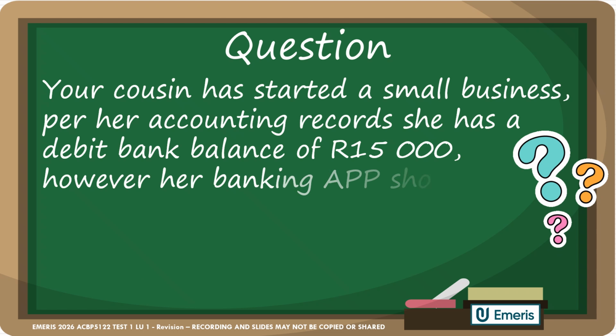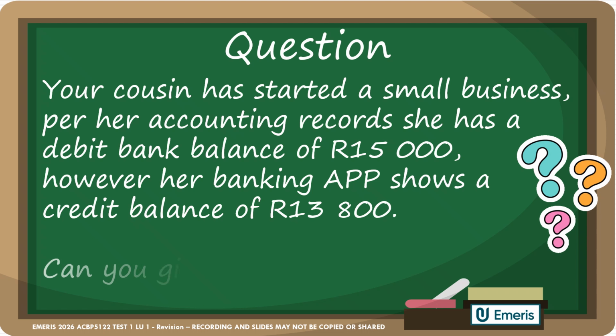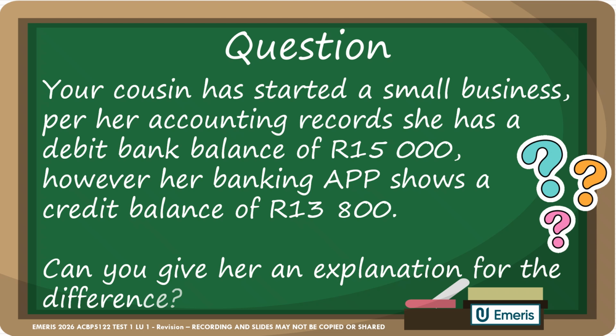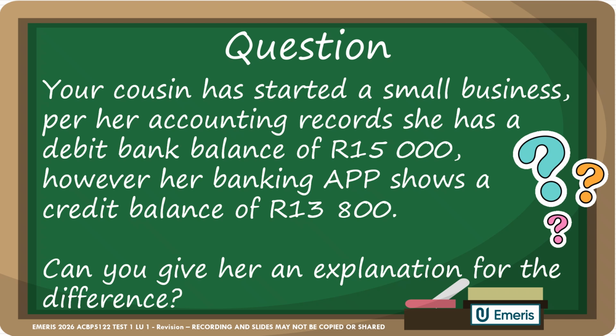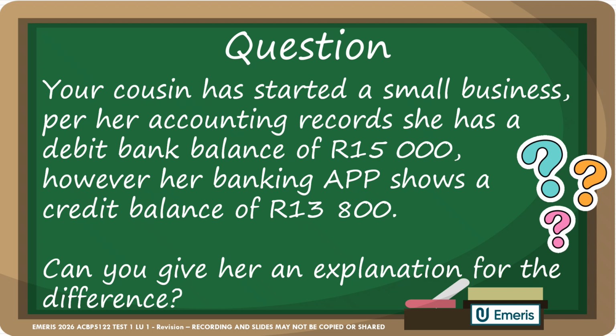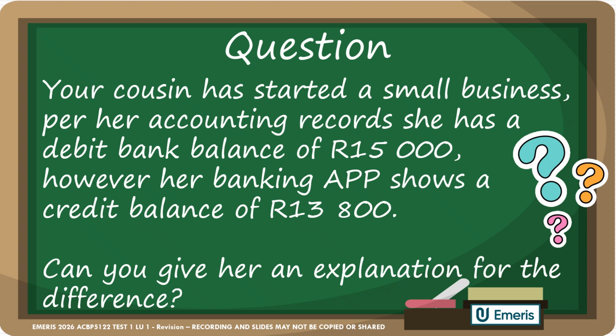Your cousin has started a small business and per her accounting records, she has a debit bank balance of 15,000 rands. However, per her banking app, she has a credit balance of 13,800 rands. Will you be able to explain to your cousin why there is this difference in the two balances?